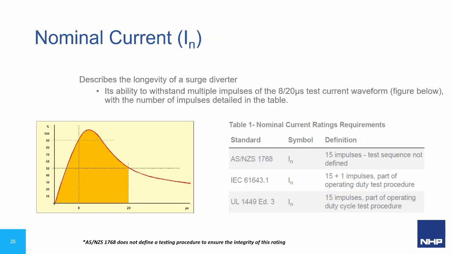Looking at the nominal current a little closer, this rating describes how well the SPD deals with multiple transients and can be used to describe the longevity of the surge diverter. Tested using the 8/20 microsecond waveform, this simulates the SPD's ability to protect against induced or switching transients. The nominal current is also related to UP.